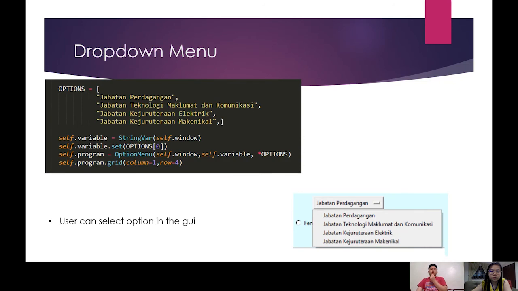And now we also have the drop down menu in the registration form. The drop down menu is made like options, and the options are jabatan penerangan, jabatan teknologi menambah komunikasi, jabatan kejuruteraan aeronatik, and jabatan kejuruteraan mechanical. So the user can select the option. We use the drop down menu.